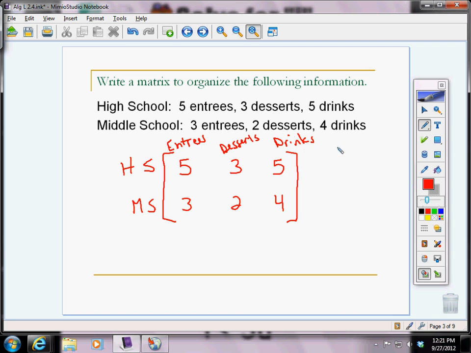That way quickly I can see at the middle school how many desserts are there. Well, you just look where this row and this column meet, and we know there are 2. At the high school, how many drinks are there? Here's high school, here's drinks, and we can see that there are 5. So it's just another way of organizing information.